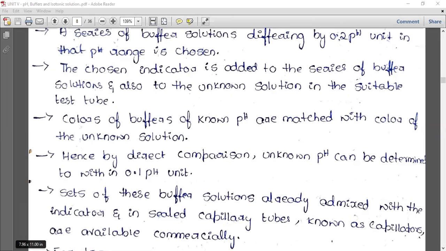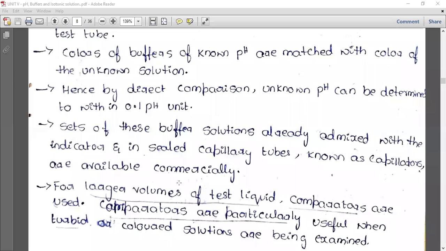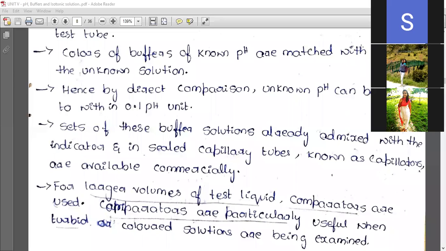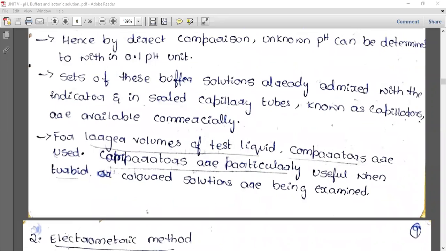Okay, already indicator would be added to the buffer solutions. So you just add the same indicator to the unknown whose pH has to be determined, and you compare with the buffer solutions you've got. So commercially available capillary tubes are known as capillators. For large volume test liquids, we use something known as comparators. Comparators are particularly useful when we have a turbid or colored solution. Okay, so this is about the colorimetric method.